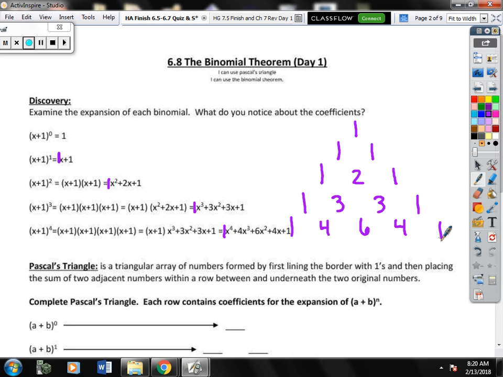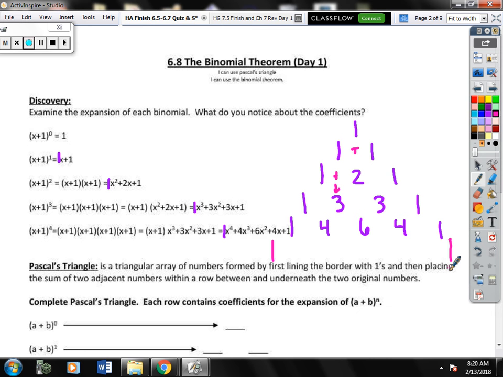Jade? The 2 numbers above it add together. Good. The 2 numbers above it are added together. So 1 plus 1 gets you 2. And it does have to have 2 numbers above. 1 plus 2 gets you 3. 2 plus 1 gets you 3. 1 plus 3 gets you 4. 3 plus 3 gets you 6. 3 plus 1 gets you 4. So if you wanted to continue, now the outside numbers will always be 1 and 1.